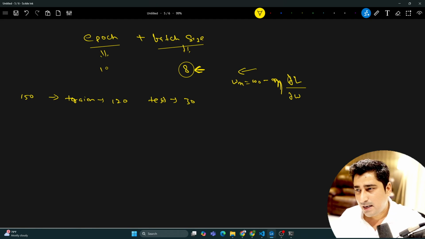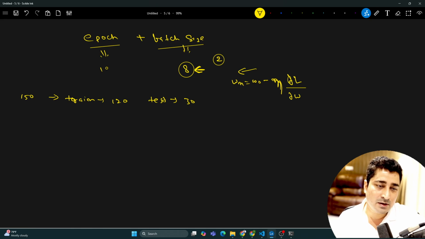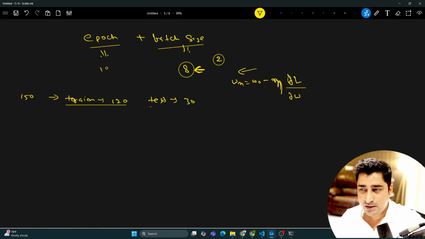If I give a batch size equal to 2, then after every second record we pass, it is going to update the weight. Again, we should not update the weight too frequently, and it should not be delayed either. It should be a balanced one. So now let's try to do the math over here. The training sample was 120 and the testing sample was 30.